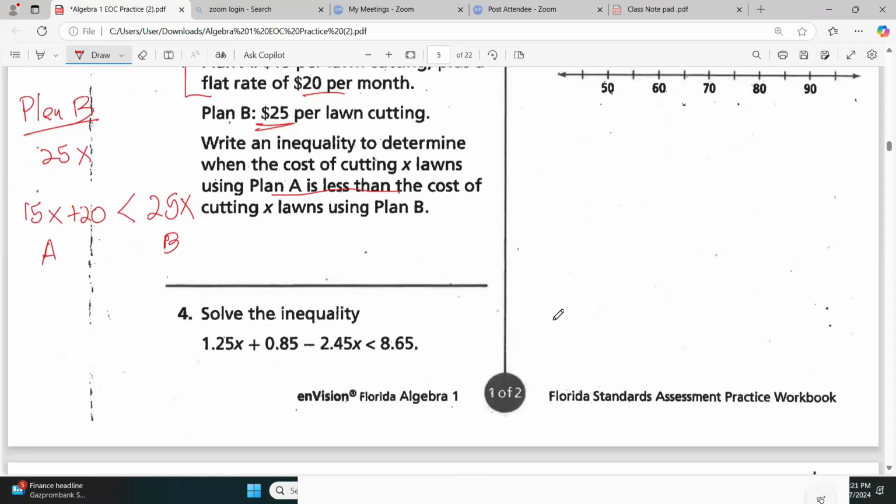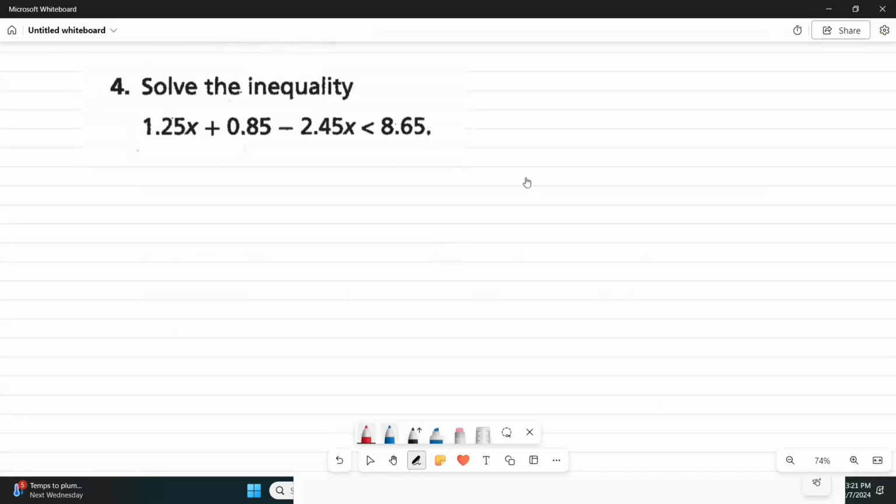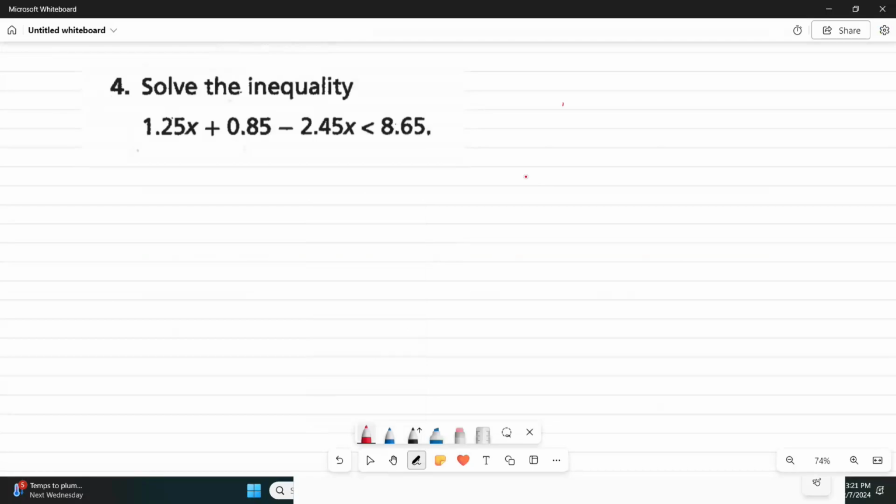Let's take a look at question 4, inequality here. So basically, an inequality is solved just as though we solve an equation, unless we're multiplying or dividing by a negative number, then we flip our signs. But let's see what we're dealing with straight up.